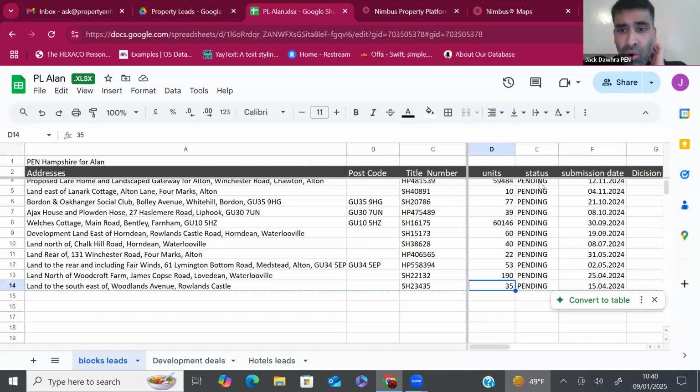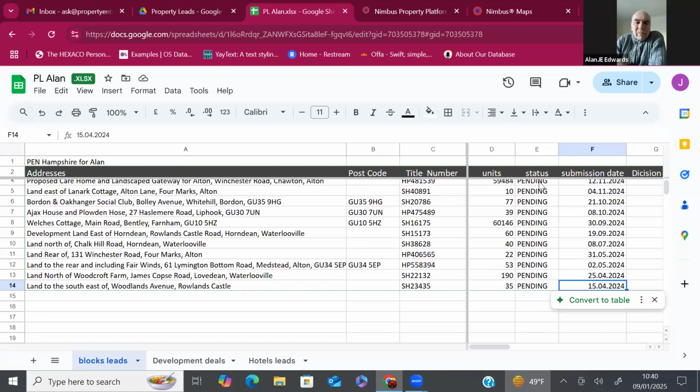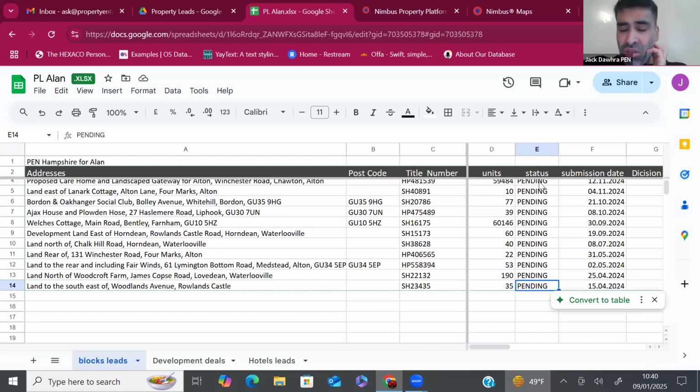Now going back. Let's look at this last one on the list. This is 35 units. It stays still pending. This was applied in April 24. I would say this will be getting passed or rejected anytime soon. So let's say this gets passed anytime soon. 35 units can be done in under 12 months. This is good business coming literally on your door.